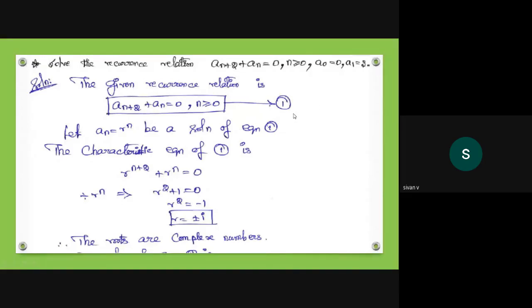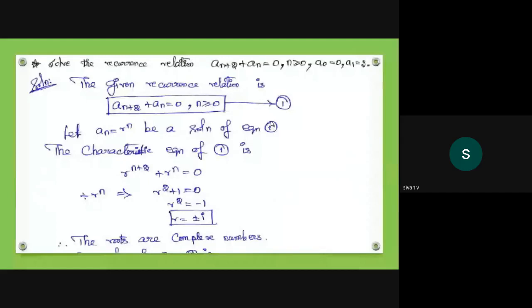So we have seen all three types: equal roots, unequal or distinct roots, and complex roots. This is a method called the characteristic roots method. A n is replaced by r power n, we solve the equation in terms of r, and based on the roots we found, we write the solution. From that solution, we find the constant values alpha 1, alpha 2.